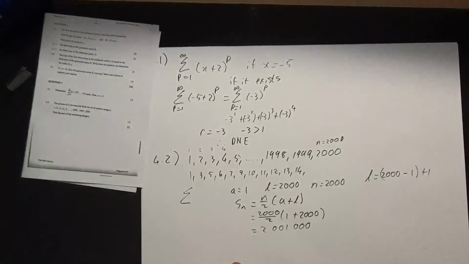Oh, you thought x is 5? Even if x was 5, you still wouldn't get a sum, because then it's 5 plus 2, which gives you 7. So you're still above 1.